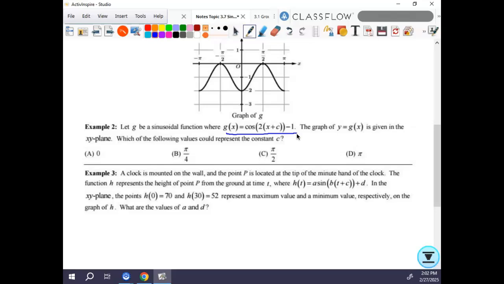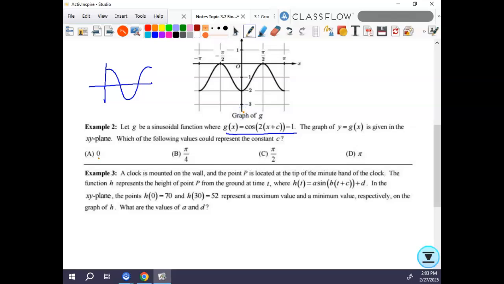Horizontal translation. So that c is going to move it left or right. So the vertical translation is already taken care of, the period's taken care of, and a is 1. So this is cosine. Here is my generic cosine, right? And when I look at these, if c is 0, that means that I don't translate it left or right at all.